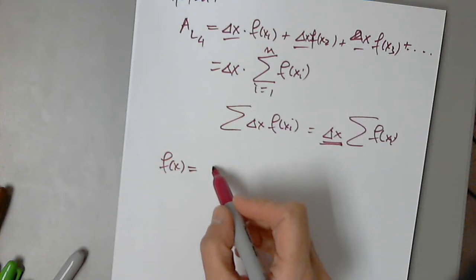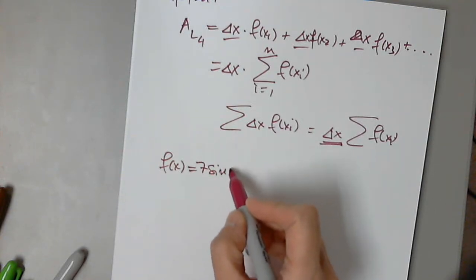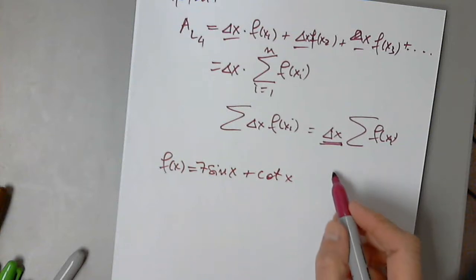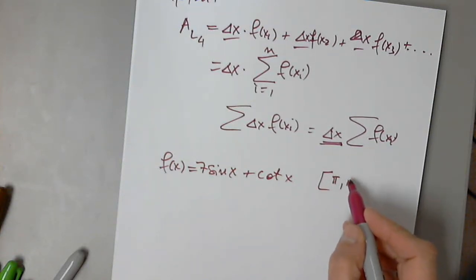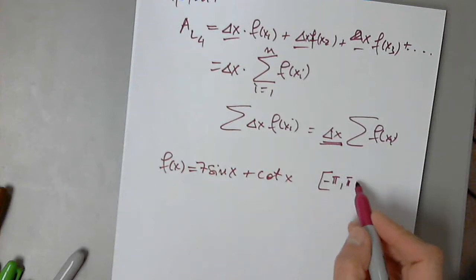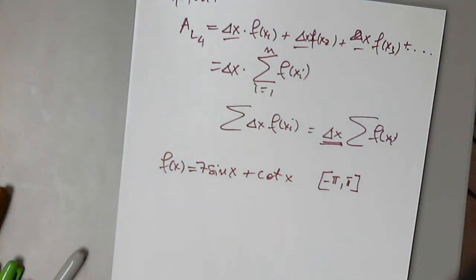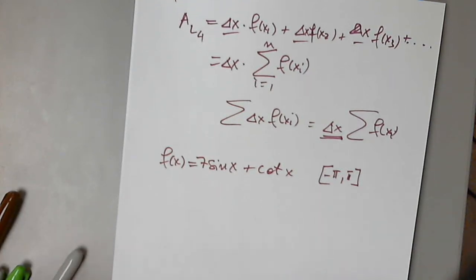It is f of x equals 7 sine x plus cotangent x on the interval negative pi to pi. And we had to find the intervals of increasing and decreasing, the inflection points, and the concavity up and down. They are all connected. We're not asked to graph or to find the x-intercept and y-intercept. We are only asked to find the first derivative and what it tells us about the function, and the second derivative.